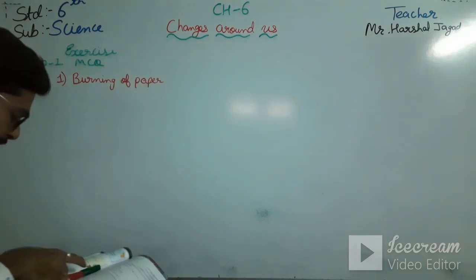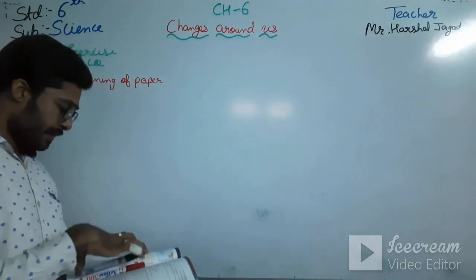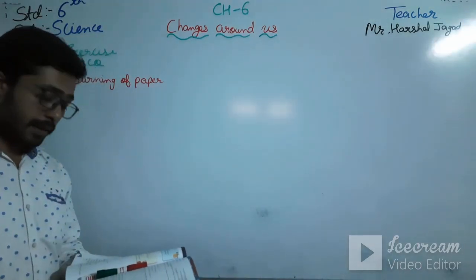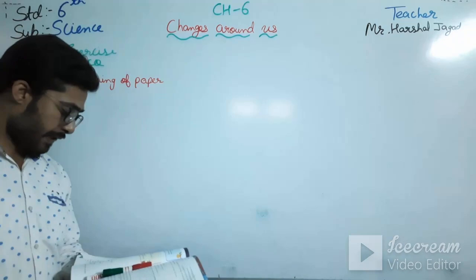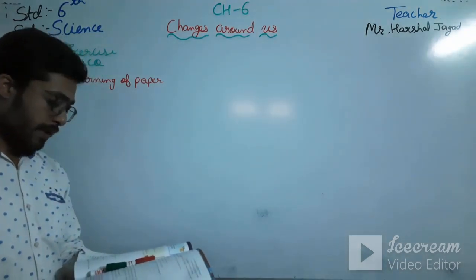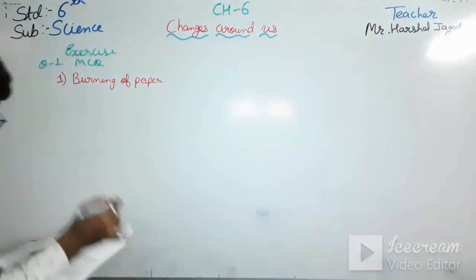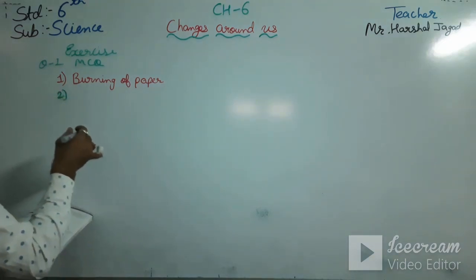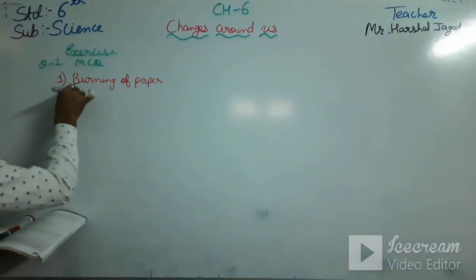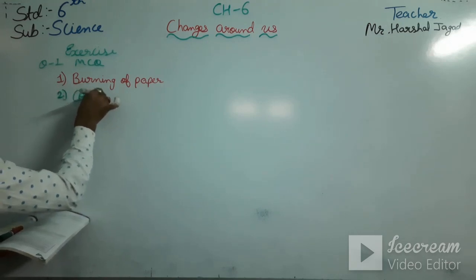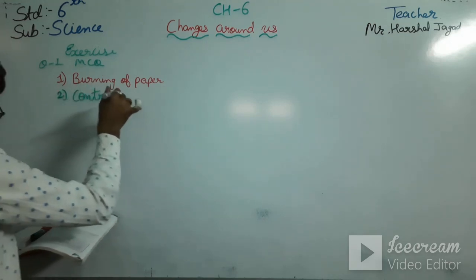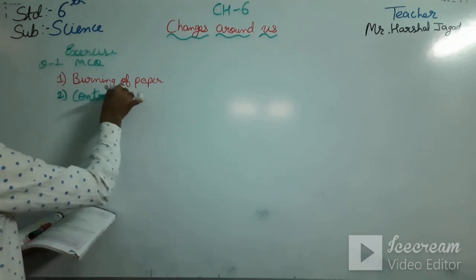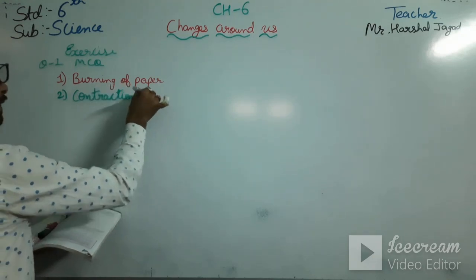Second one, which of these is a reversible change? Contraction in metal, baking of a cake, ripening of a fruit, or blooming of a flower. So in that it will be the second one, contraction in metal.